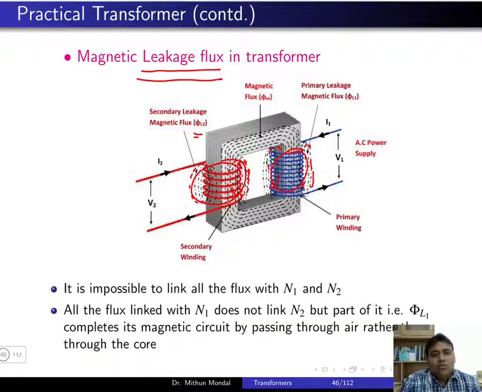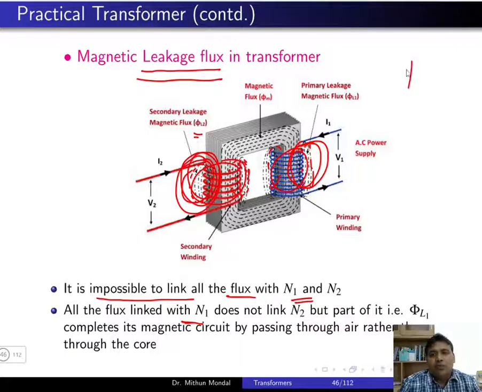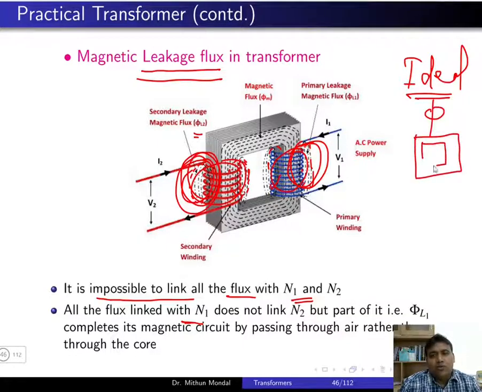So the leakage flux on the primary side will not link the secondary side. The secondary leakage will not link the primary leakage. So it is impossible to link all the flux with N1 and N2. When we discussed the ideal transformer, the entire flux phi was in the core of the transformer, and leakage flux was basically zero. But in a practical transformer, you will have some amount of leakage in the air.